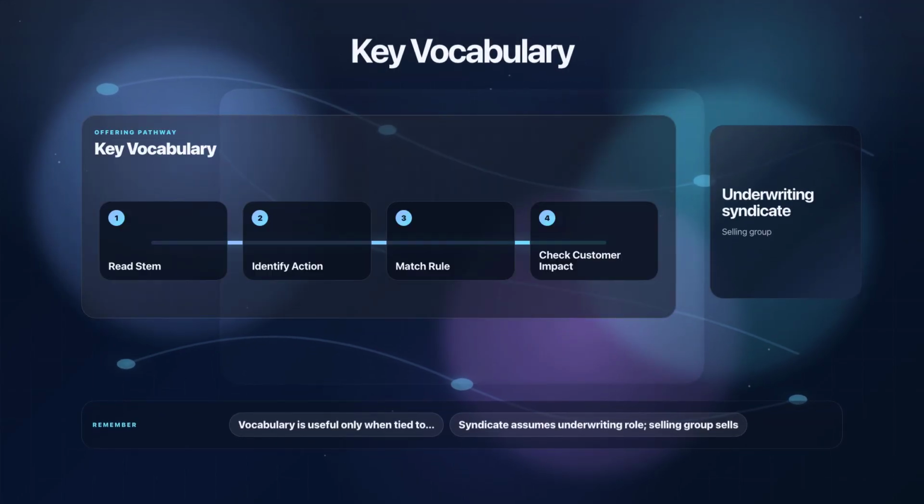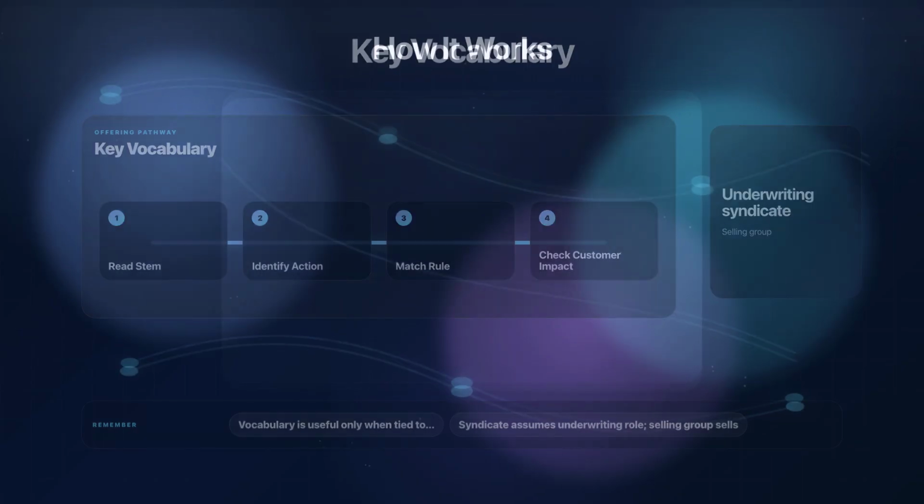Focus on these terms: underwriting syndicate, selling group, manager, distribution, and selling concession. The exam may use one of these terms directly, or it may describe the concept without naming it. When that happens, slow down and translate the facts into the correct vocabulary before evaluating the answer choices.